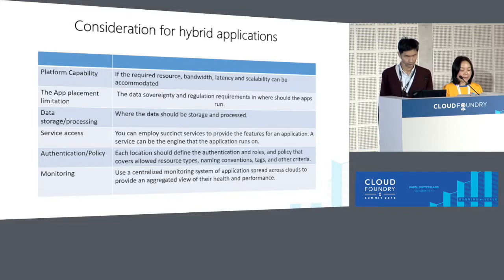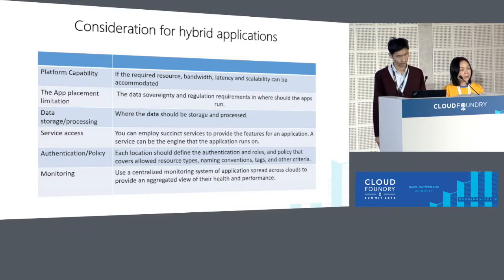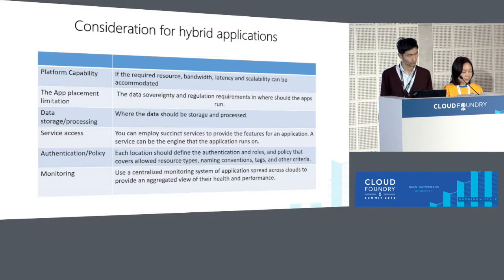The second is app placement limitation. There are some applications that are required to stay in a certain region. Some are very flexible. They can be on either public or private cloud. So you need to arrange that. And third is data storage and processing. Where should you store data?